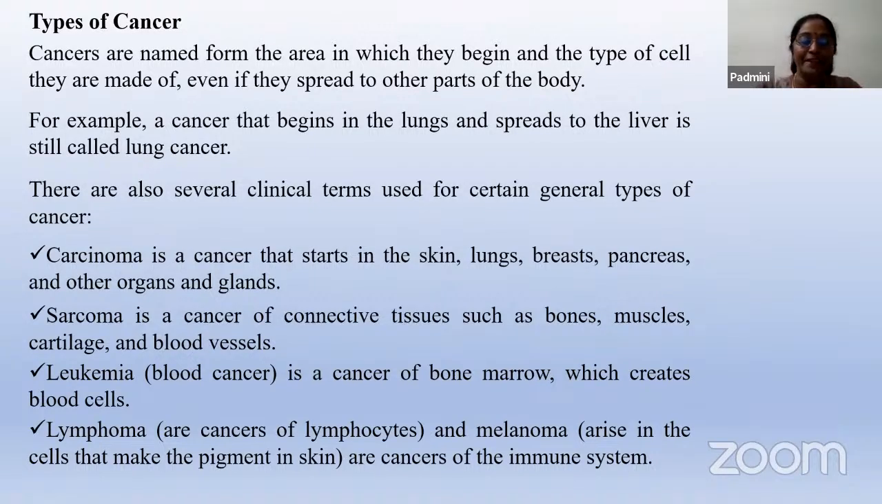Leukemia, of course, is blood cancer, a cancer of the bone marrow where the RBCs develop, that is, the hematopoietic stem cells, which create the blood cells. Lymphomas are cancers of lymphocytes, that is, the lymph nodes, and melanoma arises from the skin, from the melanin pigment of the skin. So if there's any problem in the skin, then you have skin cancers. Those are called cancers of the immune system.